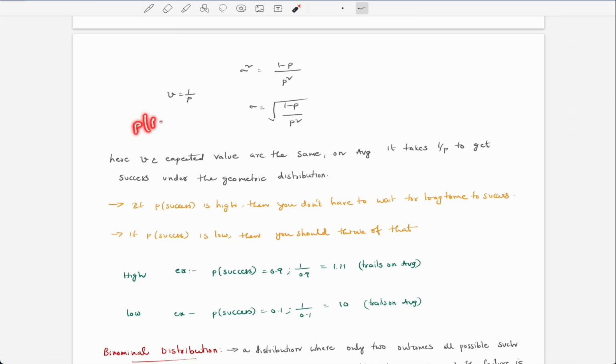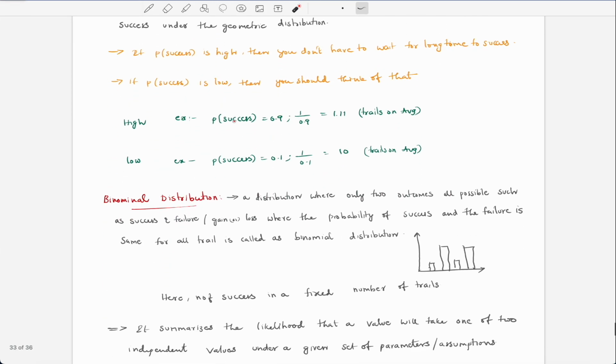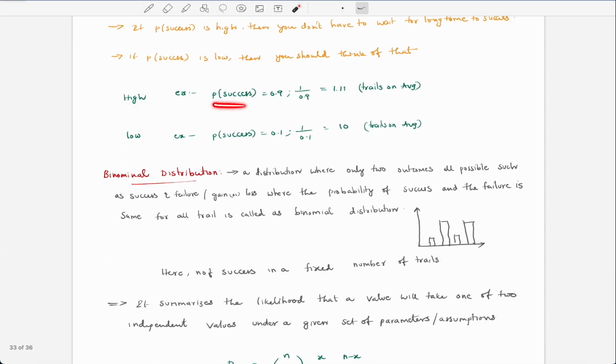And if the probability of failure is high, then you should stop this. I hope you understand this. High means the probability of success. If it is 90%, and we simply do 1 by p, which is 1 by 0.9, then it is 1.11 trials on average.